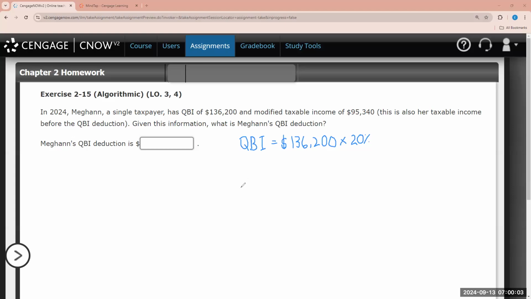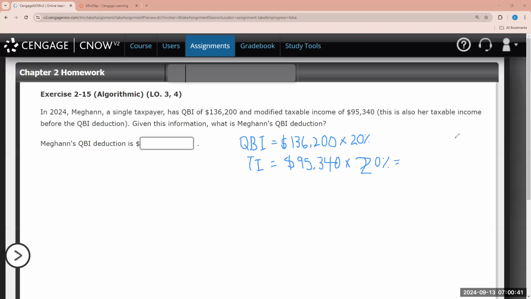All right, and then next, the modified taxable income. I'll just write TI for taxable income, which in this case is $95,340. All right, multiply by 20%. That looks a little crazy, but you know what I mean, 20%. All right, so we'll compare these numbers.